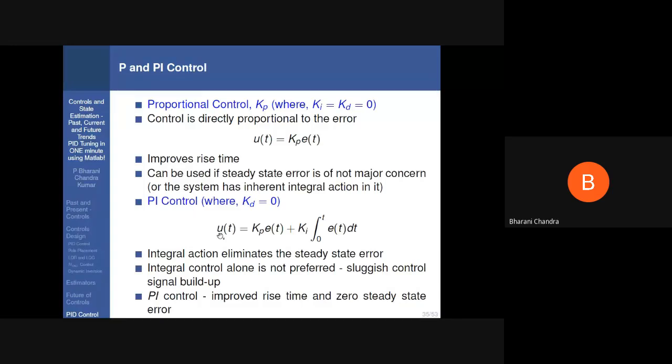In the proportional integral controller, the derivative term is zero. In general, the integral eliminates the steady state error, but it has a sluggish control response, as the control slowly builds up. However, we can use the combination of PI control, which improves the rise time and gives zero steady state error. Just for your information, in 90% or 95% of cases in industry, the basic control systems use a PID controller. And among those cases, one only goes for a PI controller. They don't use the derivative control due to practical reasons.